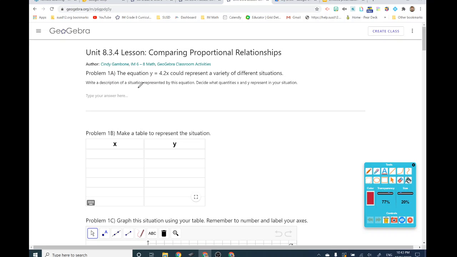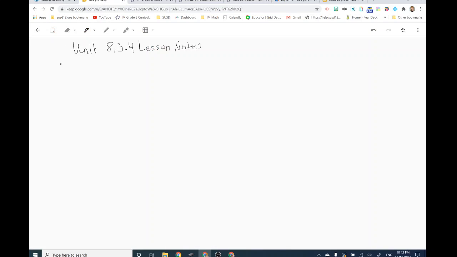Write a description of a situation represented by this equation. Decide what quantities x and y represent in your situation. Okay, so let's write that equation down in our notes. This is problem 1. Write that down. And they gave us an equation: y equals 4.2 times x. And they're asking us, what is an example of a situation that could be represented by this equation?